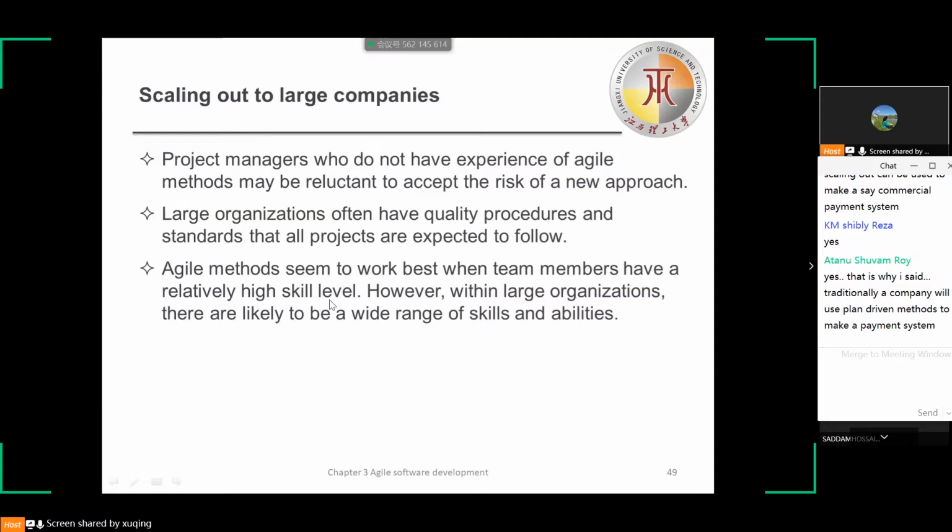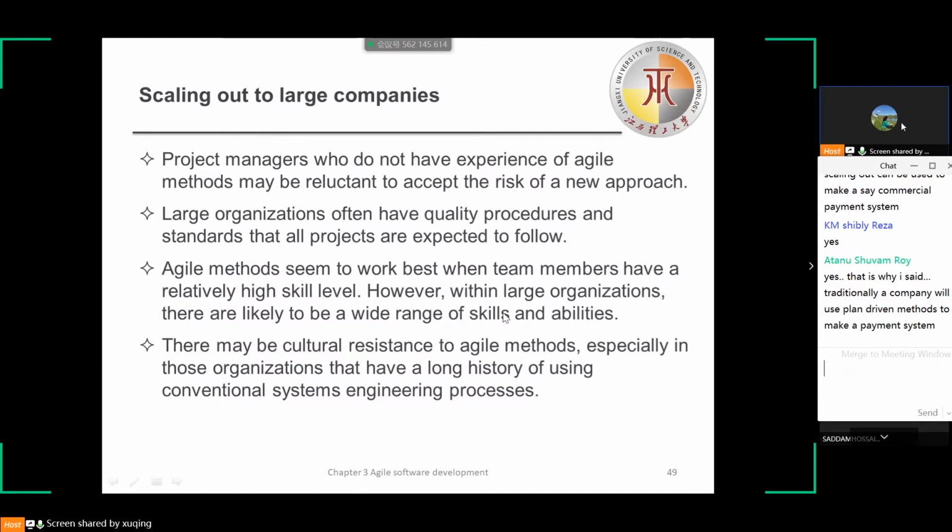And agile methods seem to work best when team members have a relatively high skill level. However, within large organizations, there are likely to be a wide range of skills and abilities. Here, this property, we have talked about it before too. For agile methods, as there may be flexible tasks for programmers, normally we need members to have high skill level. But in a large organization, we may have different levels of programming or algorithm, different things. People with lower skill levels in this situation may not be effective team members for agile processes.